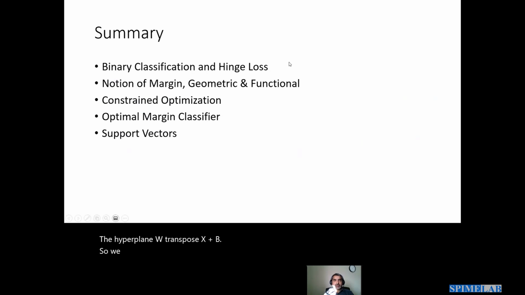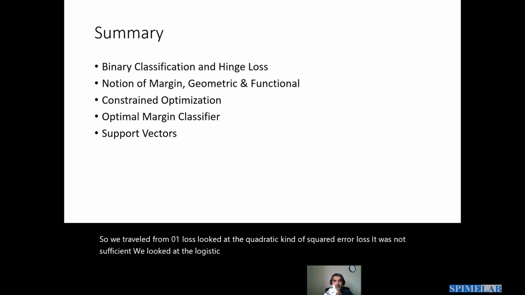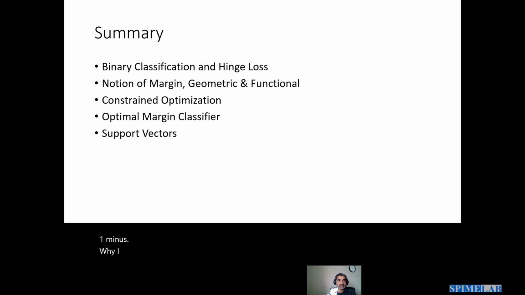So we traveled from 0-1 loss, looked at the quadratic squared error loss. It was not sufficient. We looked at logistic regression last week. Today we had a geometric visualization and interpretation of the hinge loss. 1 minus yi W transpose X will give us the decision, and if we plot that, it looks like a hinge. We also visualized the geometric and functional concept of margin, looked at a few examples of constraint optimization, and found out how to derive the optimal margin classifier.